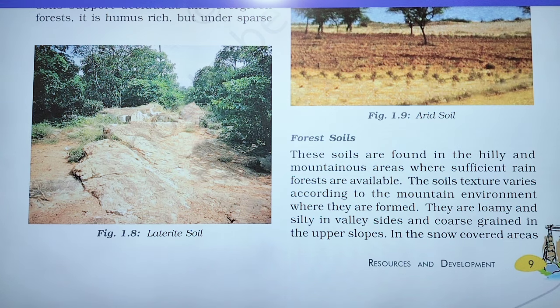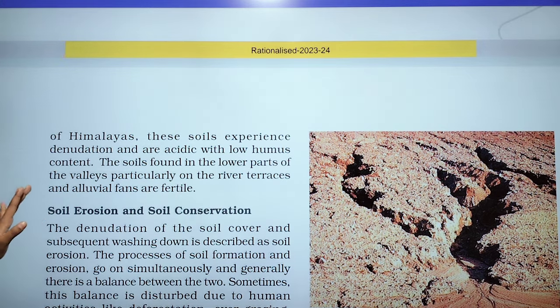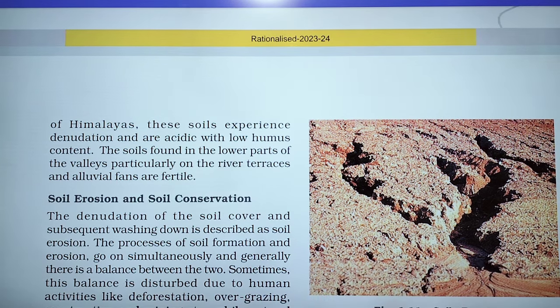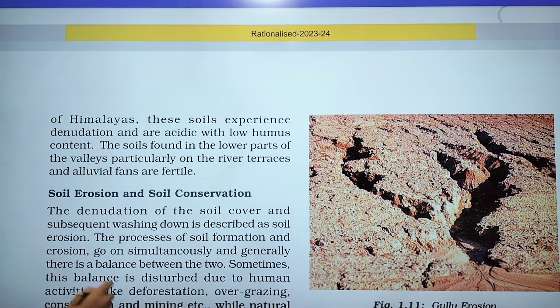In the snow covered areas of the Himalayas, these soils experience denudation and are acidic with low humus content.